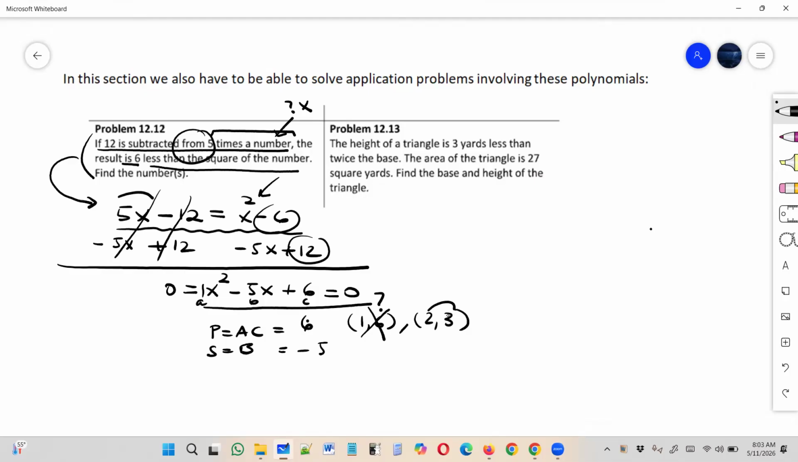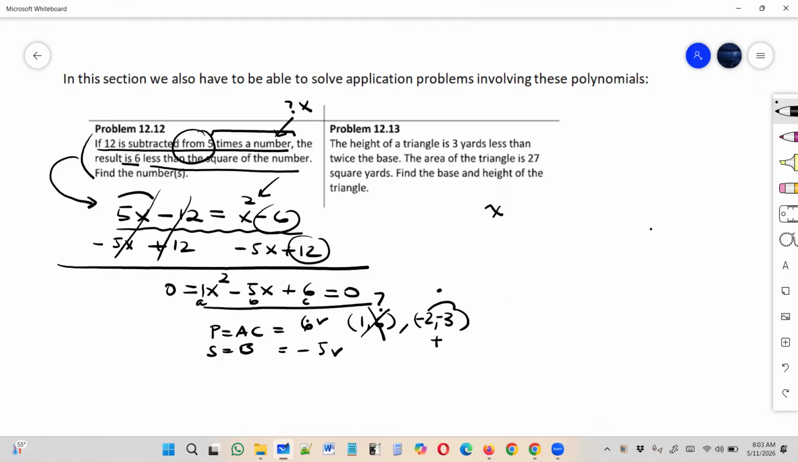All right? Well, Professor, how do you get negative 5 as a sum? Well, you do that by having both of these numbers negative. Now, if they are negative, when I add them, I get the negative 5. And if I multiply them, I get the positive 6. So this is perfectly fine.